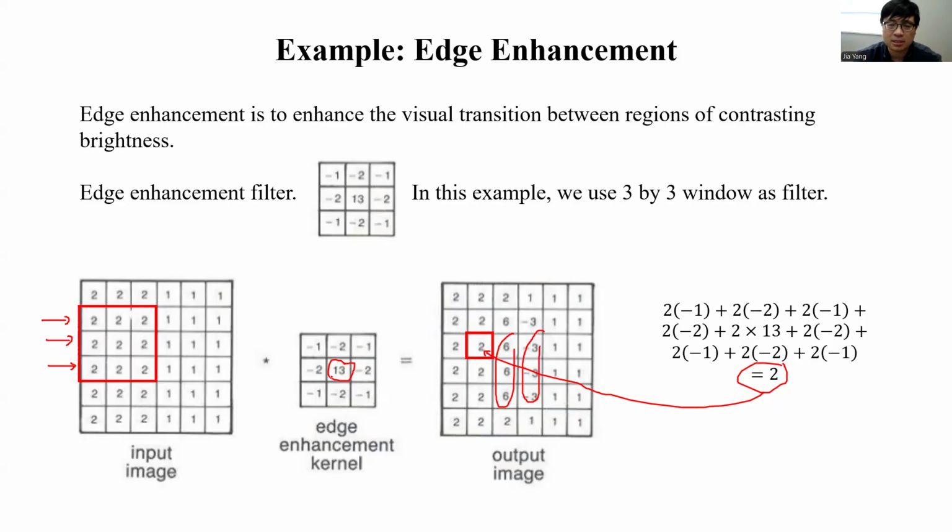Now in this example, it's a 13. For all of the neighbor pixels, they have negative weight. So in this case, we can make the edge clear. If we have another moving window, and all the pixels in the moving window have the same weight, for example, 1, 1, 1, 1, 1, 1, 1, 1, 1.